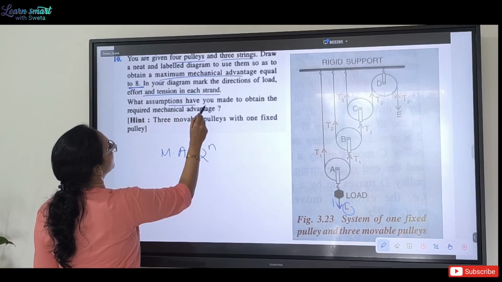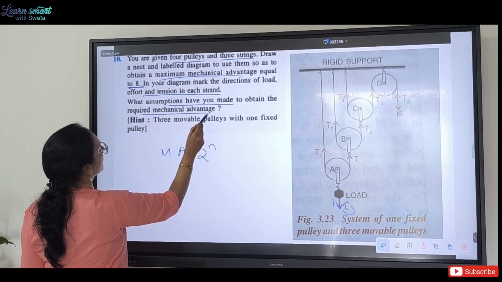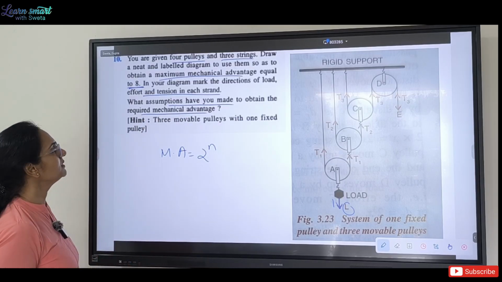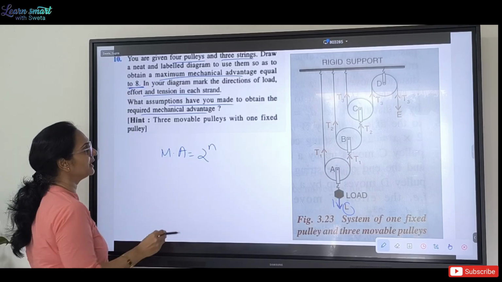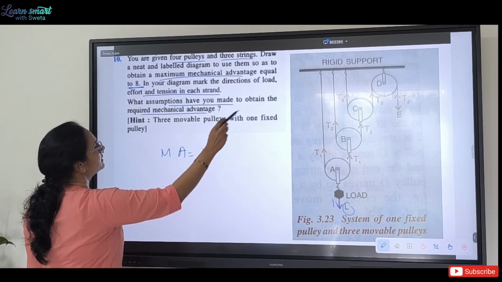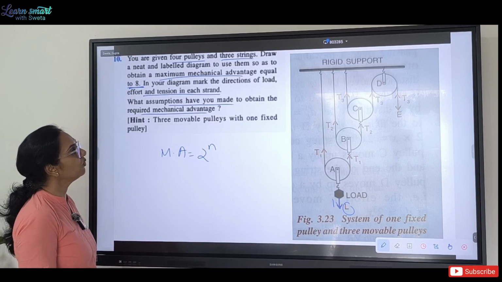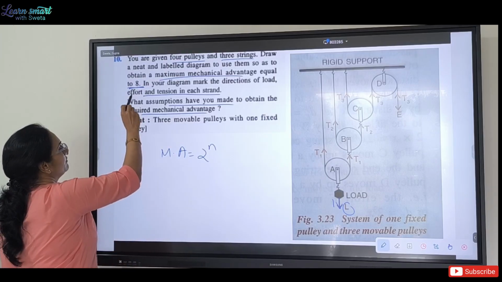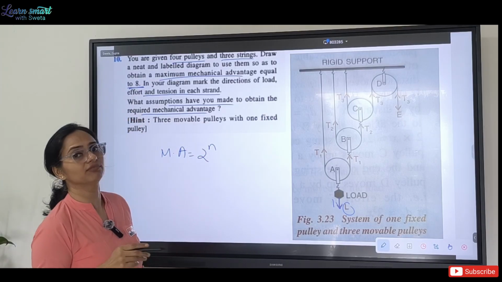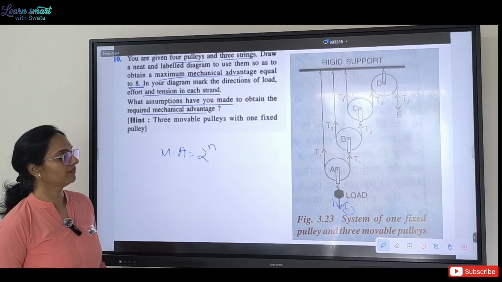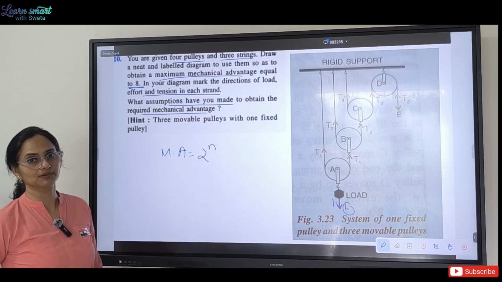And what assumption have you made to obtain the required mechanical advantage? What is the assumption that we are making? So we have to write that the 3 movable pulleys and 1 fixed pulley are there. Only then we will get a mechanical advantage of 8. So this is that system and we have to remember. So this diagram you have to draw for this question, right?